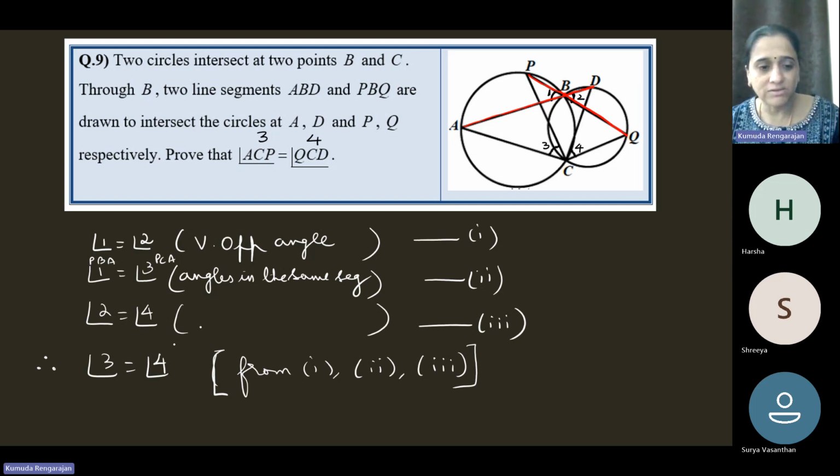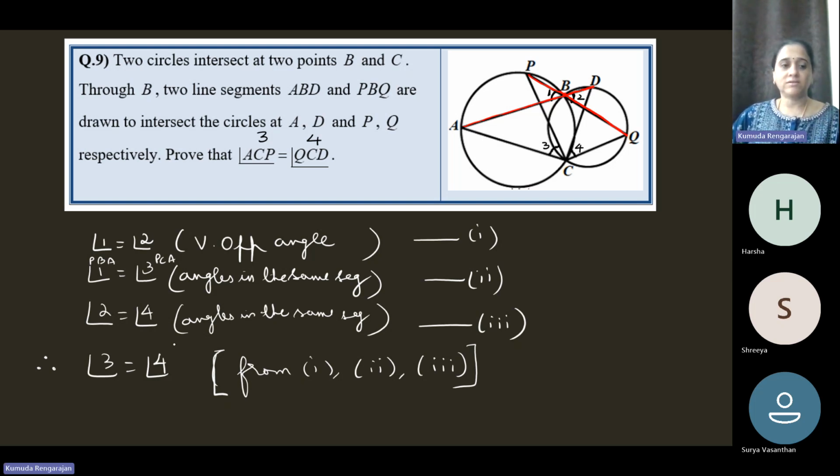Angles in the same segment are equal. So from these three results, 1 is equal to 2, but 1 is equal to 3 and 2 is equal to 4. 1 and 2 are equal, but 1 is equal to somebody else, 3, and 2 is equal to somebody else, 4. But 1 and 2 are equal, so 3 and 4 are also equal, right?